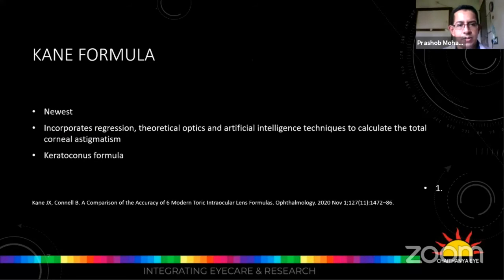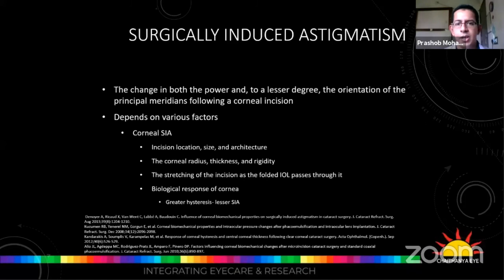Now, this is the formula that Dr. Arup was talking about, the newest one, and it incorporates theoretical optics, regression, and artificial intelligence, calculating total corneal astigmatism. It also has a keratoconus formula, which can be used for keratoconic eyes. And in a recent study, this was found to be even more accurate than the Barrett formula. But more studies have to be done to confirm this.